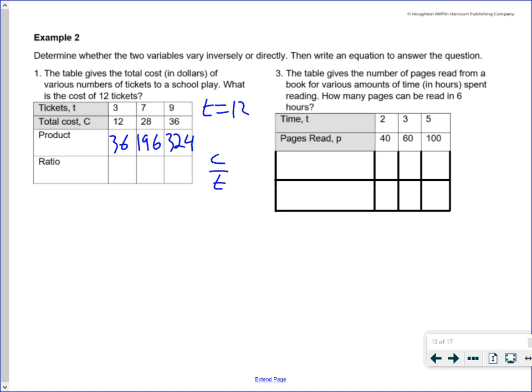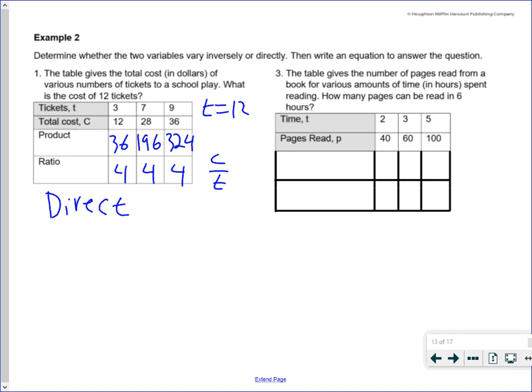So we're going to go with C over T since the numbers come out a little nicer. So we have 12 divided by 3, that's 4. 28 divided by 7, that's also 4. Then 36 divided by 9, that's 4 as well. Okay? So we see that our ratios are all the same. So that tells me that this has to be a direct variation. Okay? So it's a direct variation.